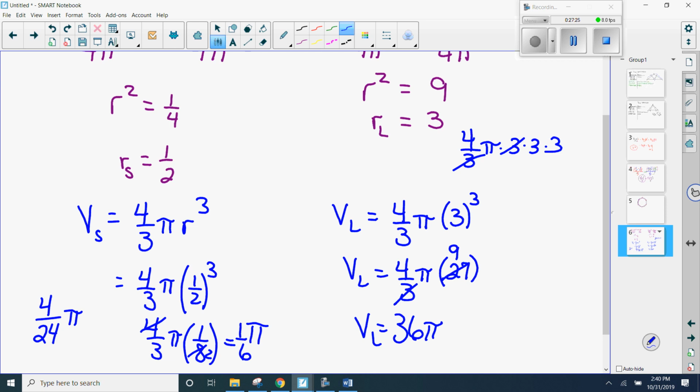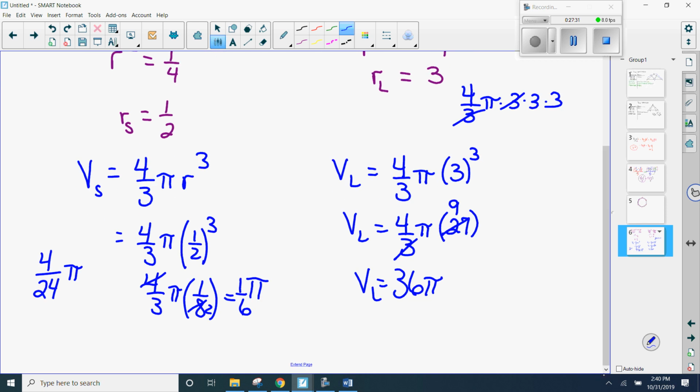Okay, but what do they want? We found both volumes, but they want the difference. So then what do we have to do? We're going to have 36 pi, and we're going to subtract 1/6 pi. You did not have it right. I think you put 1/6 down. What happens when you take a 6th away from 36? You get 35 and 5/6 pi.